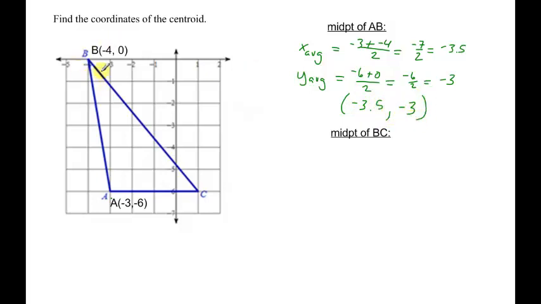Let's look at that on our graph. So I'm going to go to -3.5 and then down to -3. And I'm right here, which looks good. This will be my first midpoint for the AB segment.